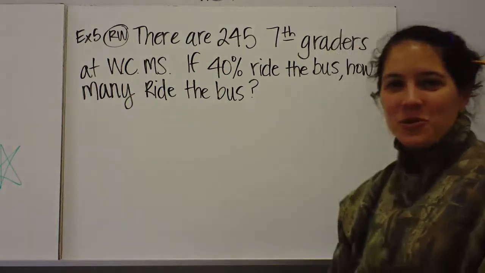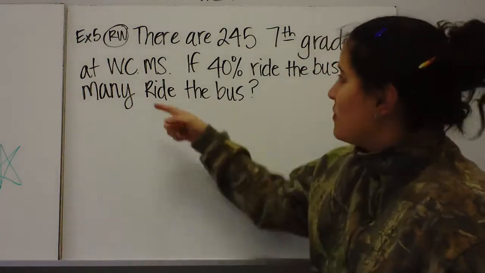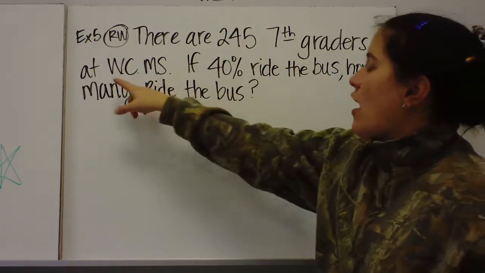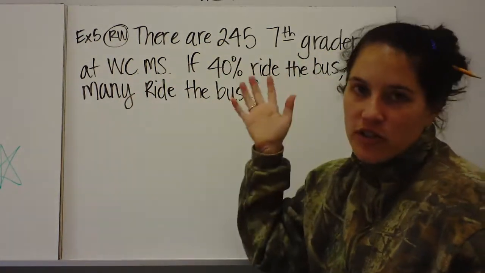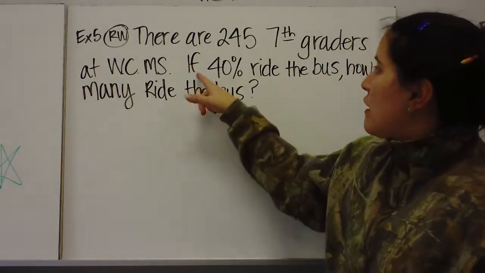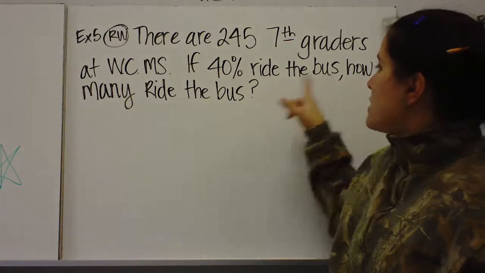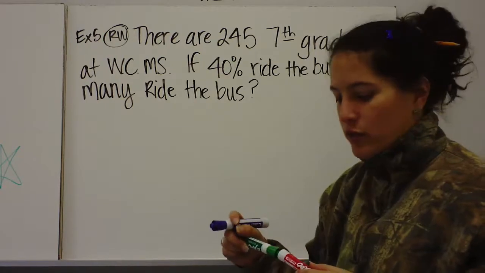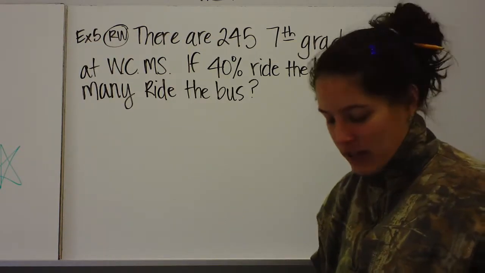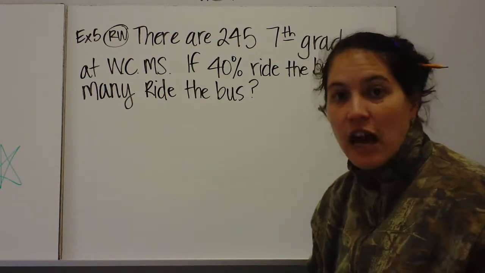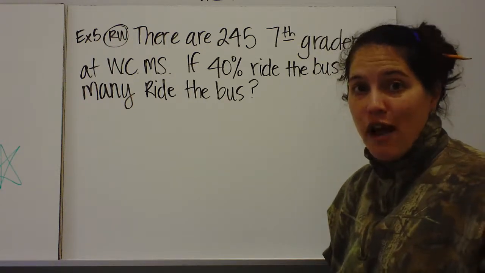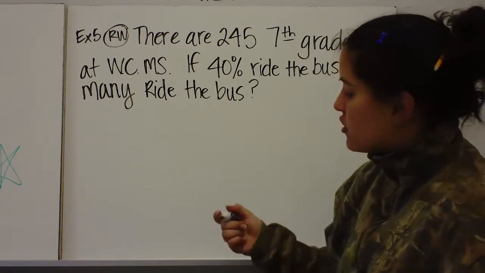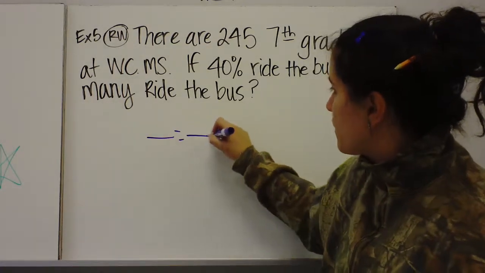All right, so let's get some real world. Here we go. Write this question down. There are 245 7th graders at Wake County Middle School. If 40% ride the bus, how many ride the bus? So you can't answer that with 40% because that doesn't tell me how many. I want to know how many students physically get on the bus and ride the bus. So we're going to set up a proportion.